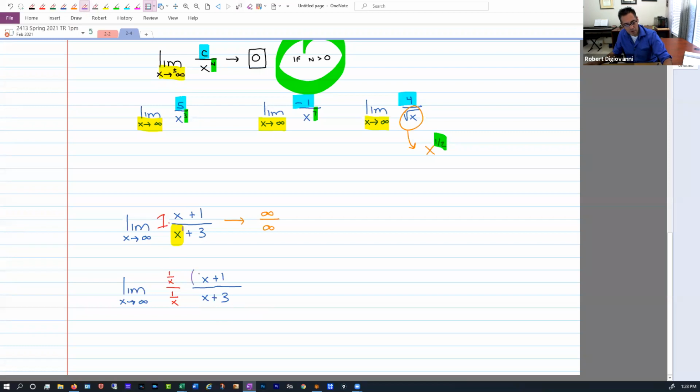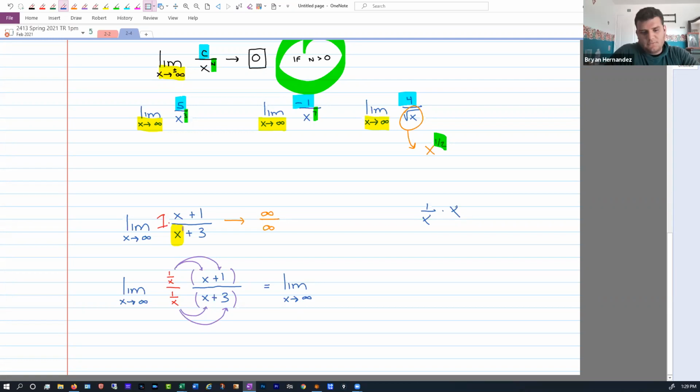Let's multiply that through. We have to do it on the top and on the bottom. I'm writing the limit down again, and I'm going to distribute that through. So what happens when you multiply 1 over x by x? 1 over x times x. Can anyone answer? Go ahead, anyone.